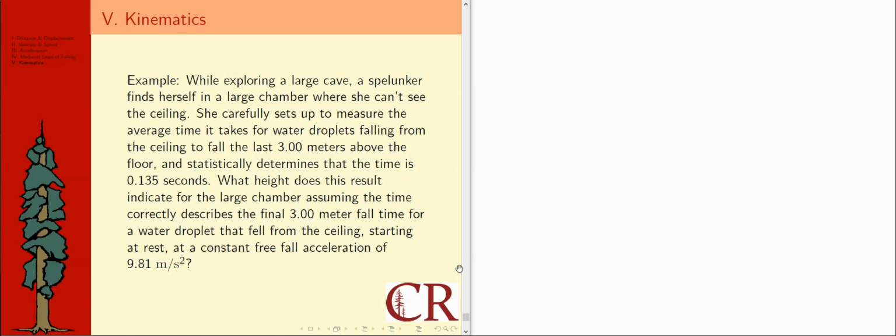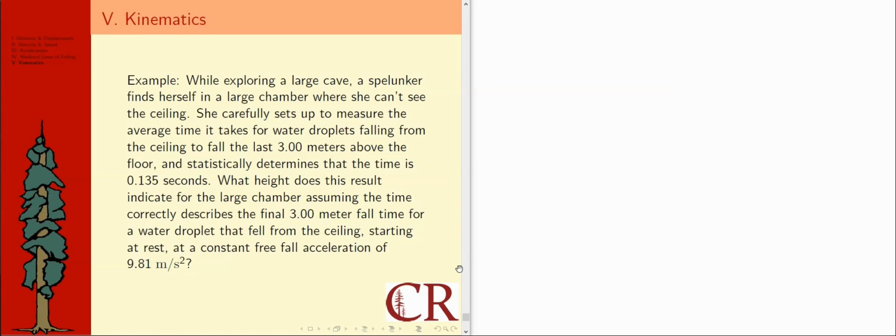While exploring a large cave, a spelunker finds herself in a large chamber where she can't see the ceiling. She carefully sets up to measure the average time it takes for water droplets falling from the ceiling to fall the last 3 meters above the floor, and statistically determines, in other words, very precisely, based on a statistical analysis, that the time is 0.135 seconds.